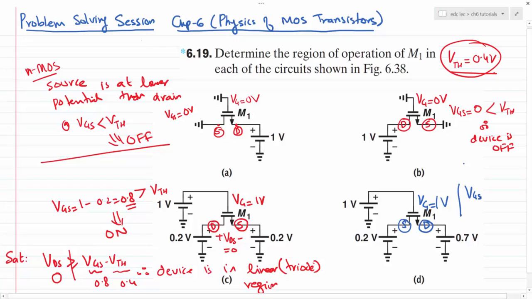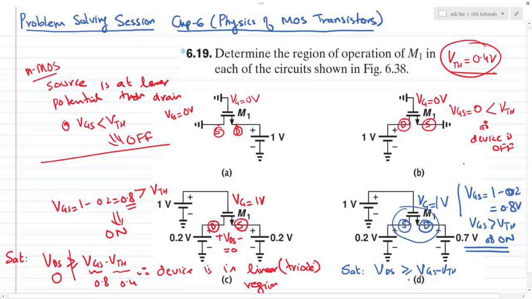Now we can find VGS. VGS is going to be VG minus VS. VG is 1 volt, VS is 0.2 volts, it's 1 minus 0.2 volts, which is equal to 0.8 volts. Now that VGS is greater than VTH, therefore the device is on. Now that we have realized the device is on, we need to check which region of operation this device M1 is working in. And we know that a device operates in saturation region if VDS is greater than or equal to VGS minus VTH. Here the VDS is this voltage, which is VD minus VS, which is 0.7 minus 0.2, which turns out to be 0.5.